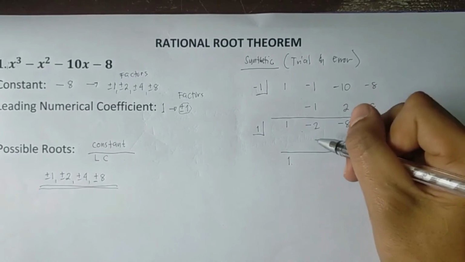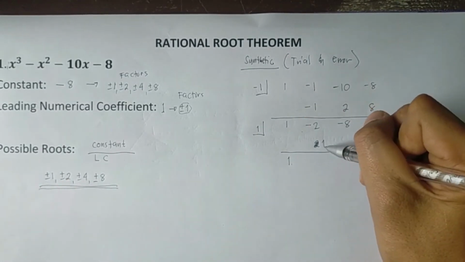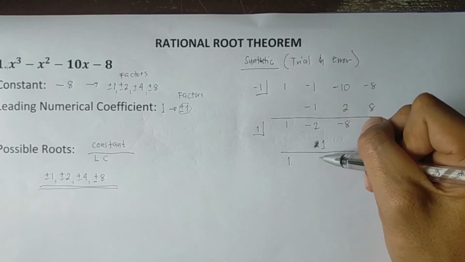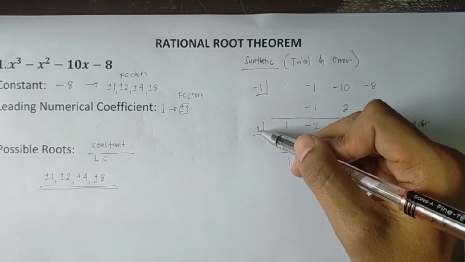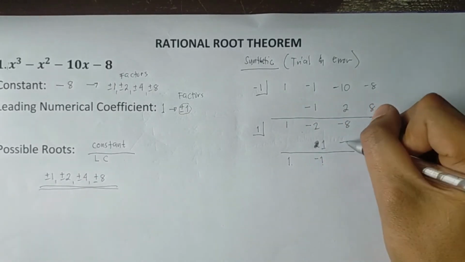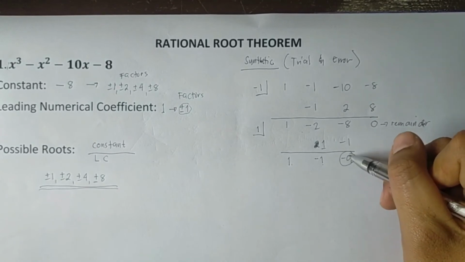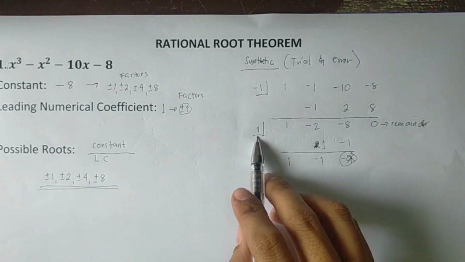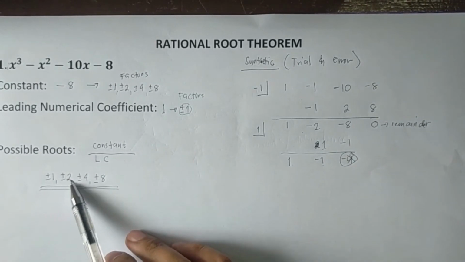1 times 1, that is 2. Oh no, 1 times 1, that is 1. Negative 2 times plus 1, that is negative 1. Negative 1 times 1, that is negative 1. That is negative 9. So the remainder is not 0, so positive 1 is not a factor. So let's try another number here.